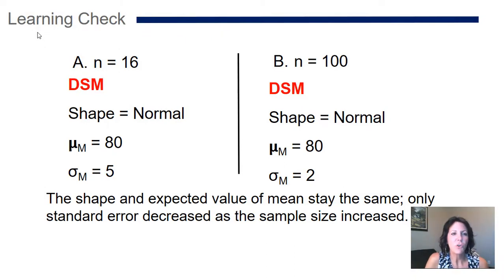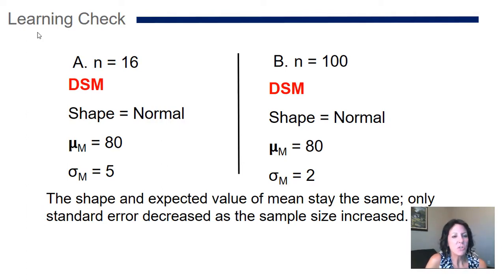So here we go. For scenario A, we had an n of 16. The shape of the distribution, the DSM, is normal. How do I know that? Well, I did mention that the population was normally distributed, and when that is the case, the DSM is also going to be normally distributed. So we're good. The expected value of the mean is 80. How did I know that? Well, the mean of the distribution of sample means is going to be equal to the population mean, and I already told you that the population mean was 80.